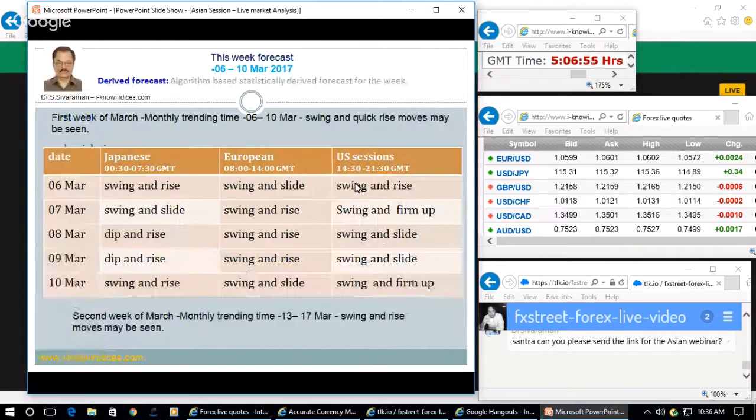They are expected to make a rise and firm up and then subsequently make a slide in the market. That is what they are making, mostly a sideways move, because the non-farm payroll, which is supposed to be released on the first Friday of the month, is this time being released on the 10th of March, the second Friday. Because of that, the volume has greatly come down in the market.